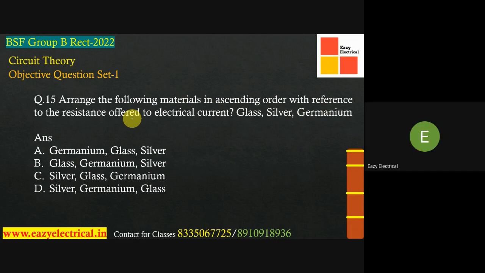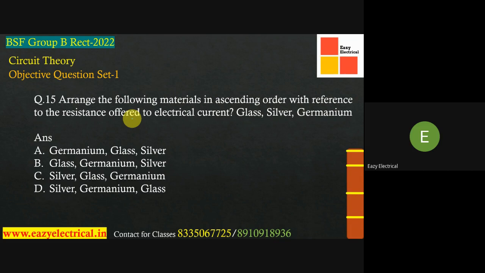Silver, germanium, glass. Ascending order with respect to resistance offered to electrical current. Which of the following materials will have the least resistance? Which material has the least resistance? Silver has the least resistance. Silver, right?